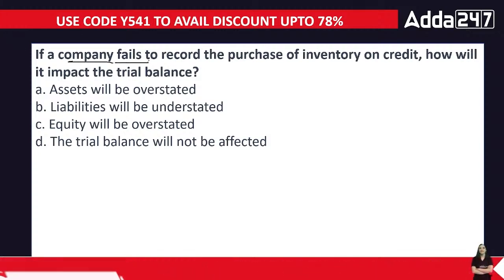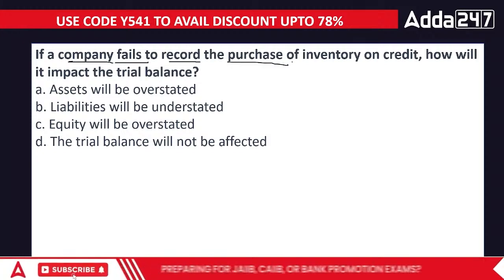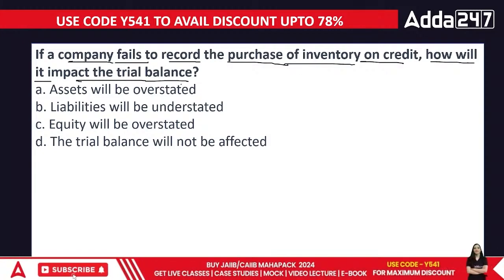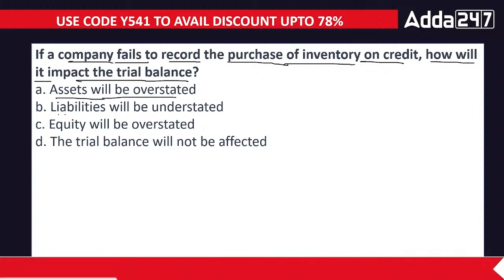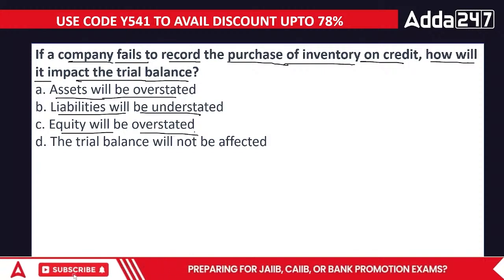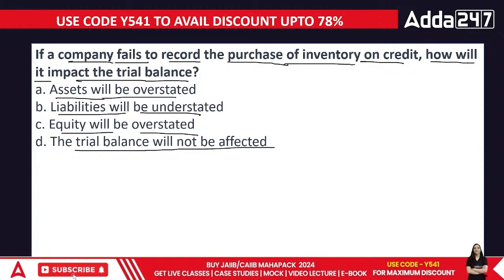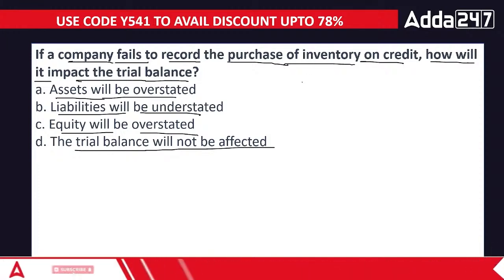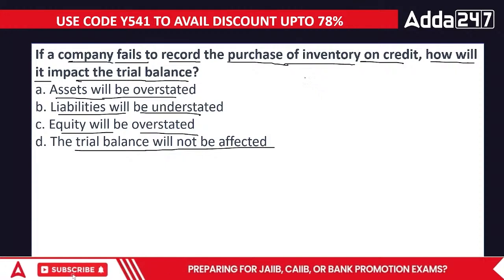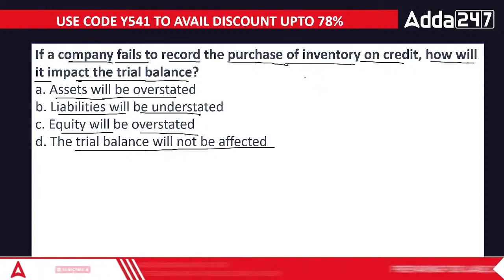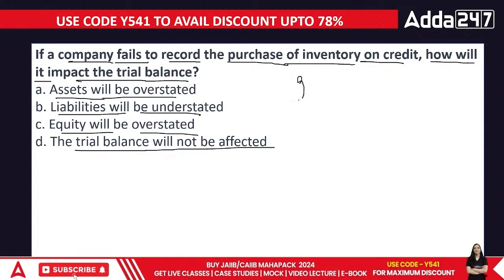If a company fails to record the purchase of inventory on credit, how will it impact the trial balance? Assets will be overstated, liabilities will be understated, equity will be overstated, or the trial balance will not have any effect. What happened is a company fails to record the purchase of inventory on credit. I purchased inventory, meaning I have got goods. Yes, I have got goods.